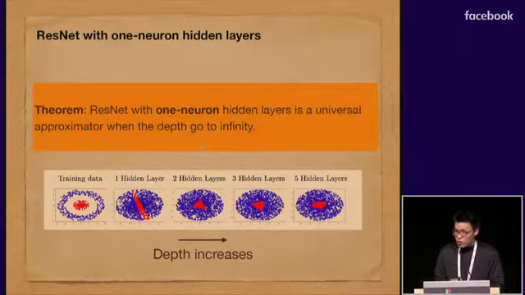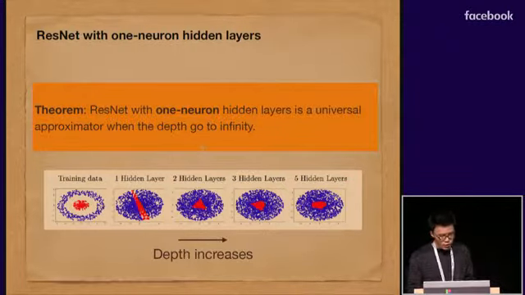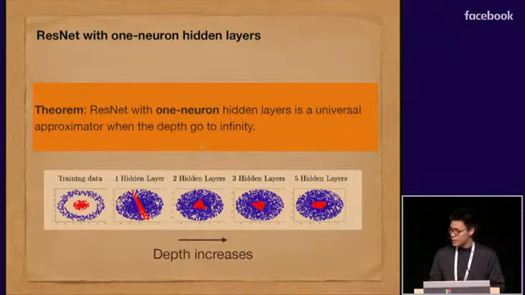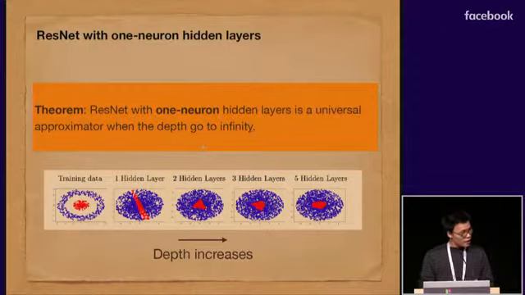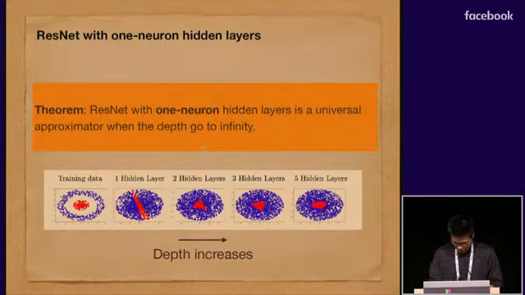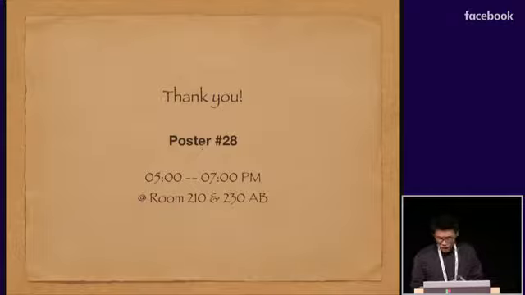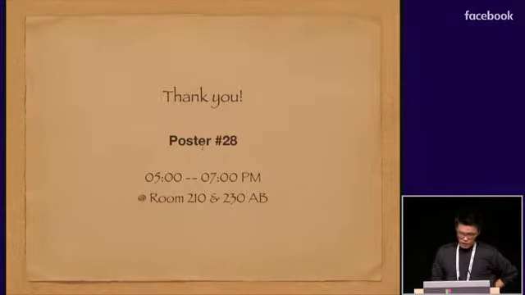The main contribution of our work is to prove that ResNet with 1 neuron hidden layers is a universal approximator when the depth goes to infinity. So if you are interested or have any question, please come by our poster at number 28.